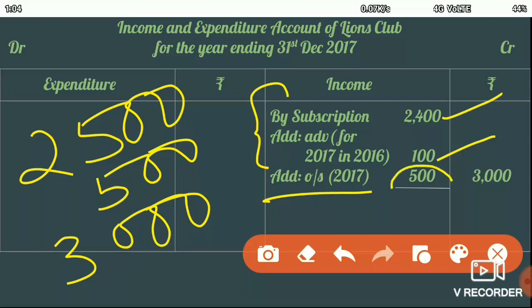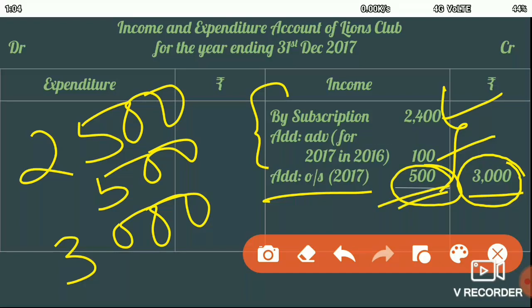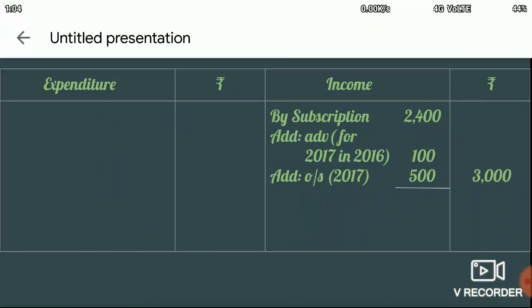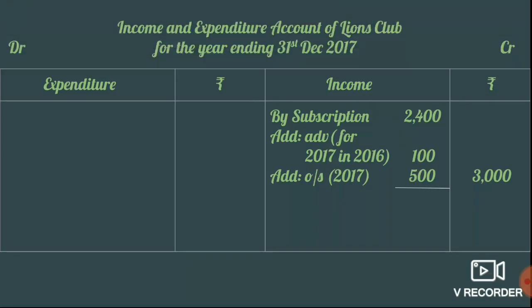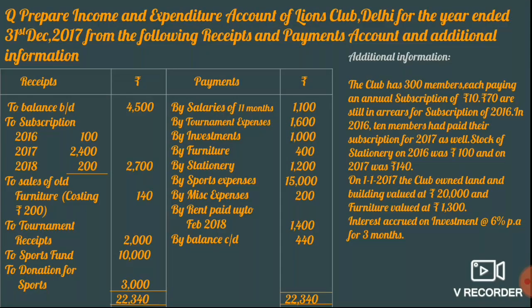So in this sum, they will not give you the outstanding. We have to find the outstanding. First of all, we always calculate the total subscription of the year. We can first enter that, and then later on we can enter the other information. Then we can calculate the outstanding of the current year. So I hope you have understood this. It is important in this question.